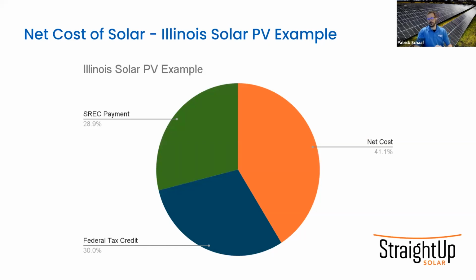Here's a net cost of solar example for Illinois. You can see there the SREC on the upper left-hand corner is about, call it, 29%. Again, that's not a set amount. It's not like the tax credit, which is pretty easy to figure at 30%. It is based off the amount of energy that you're producing over the next 15 years. Between those two, it makes up almost 60% of the total system cost. So again, a pretty fantastic incentive.